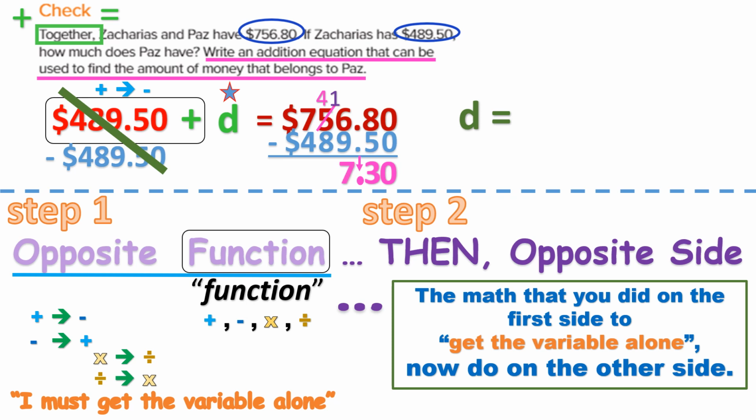4 minus 8 also can't be done. So we borrow from the 7. The 7 becomes a 6. The 4 becomes a 14. 14 minus 8, well, that is 6. 6 minus 4, that is 2. $267.30. What's our label? We're dealing with money. So what we have found is that our D is going to be equal to $267.30.